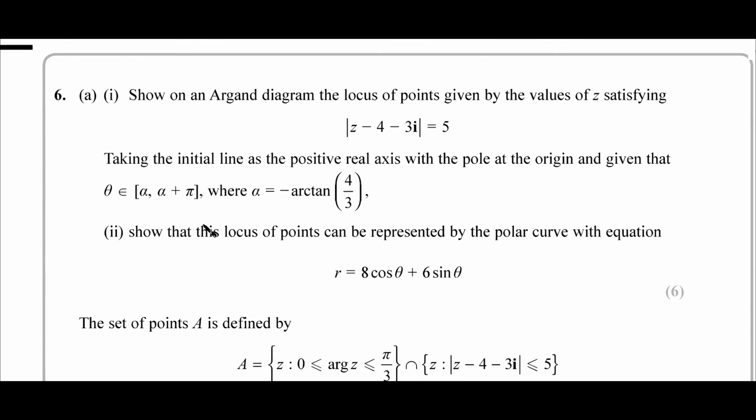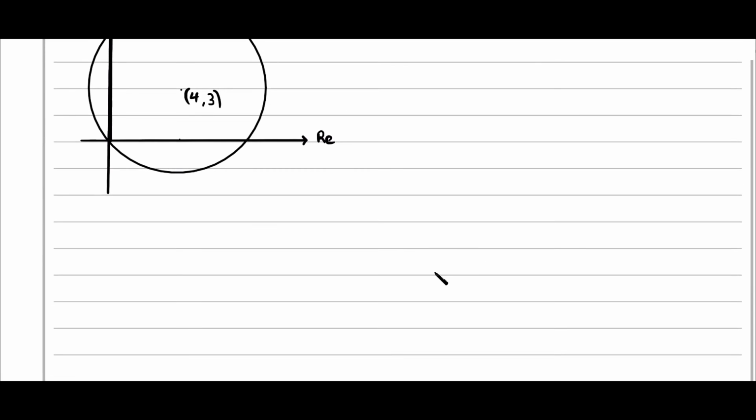And for the next part, taking the initial line as the positive real axis with the pole at the origin, and given that theta satisfies a set of angles, alpha and alpha plus pi, where alpha is equal to the inverse tan of 4 over 3, we have to show that this locus of points can be represented by the polar curve with equation r equals 8 cos theta plus 6 sine theta. Okay.